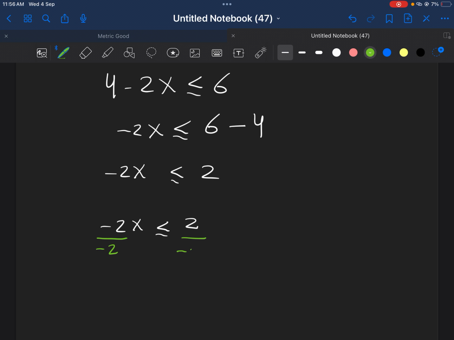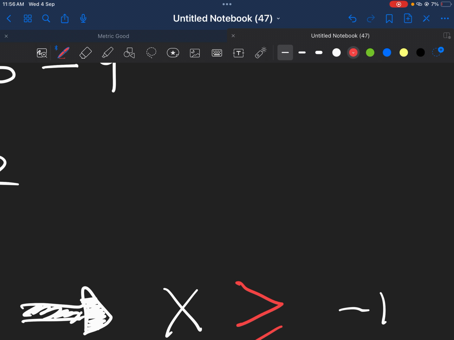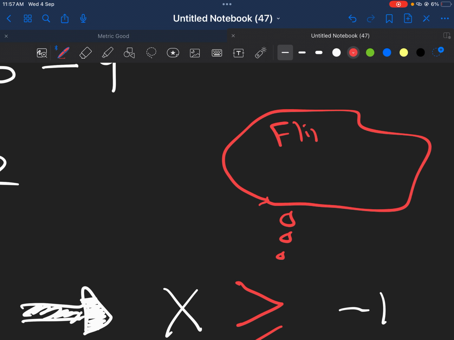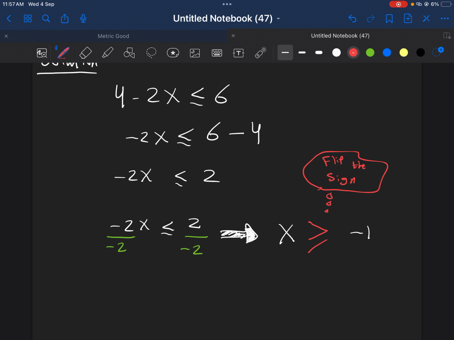Remember, if we divide by negative 2, something has to change. Let me just do it here. What we need to change is the sign. Here will be 2 divided by negative 2, and this sign, let me do it with a very reddish color, has to flip. Flip the sign. Why do we flip the sign? Because we divide by a negative. That's the only difference. So what we get is x is greater than or equal to negative 1.